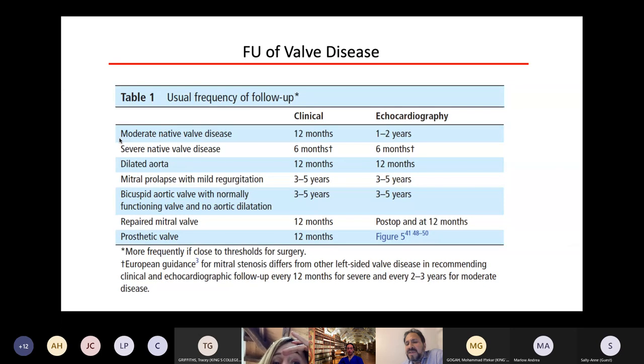Any patient with severe valve disease has 6-monthly echocardiograms and a detailed clinical assessment; dilated aortas, usually 12-monthly. Mitral prolapse with mild regurgitation, where the valve leaflets are organically abnormal, we would recommend 3 to 5 years. A bicuspid aortic valve with a normally functioning valve and no aortic dilatation purely requires follow-up in the 3 to 5 year time frame. And usually prosthetic valves have specific requirements, but repaired mitral valves we follow up every 12 months to ensure competency and patency of repair.